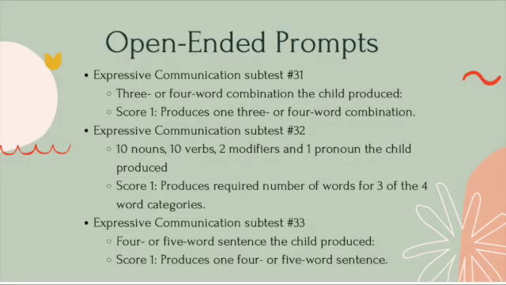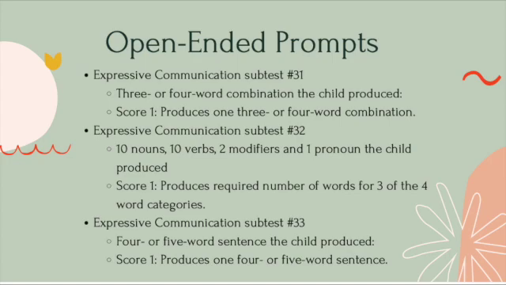There are several open-ended prompts within the expressive communication subtest. For example, number 31's prompt is a 3 or 4 word combination the child produced. Number 32 is 10 nouns, 10 verbs, 2 modifiers, which is an adjective, and 1 pronoun the child produced. And number 33 is a 4 or 5 word sentence the child produced. For these questions, you need to follow the child's lead and try to get them to expand on things they have previously shown interest in.